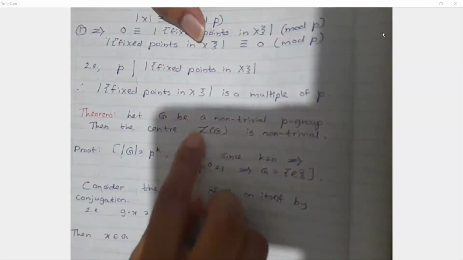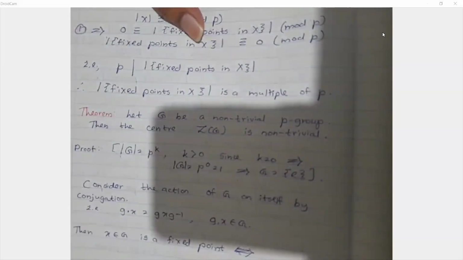Then the last theorem that we went over: for a non-trivial P group G, the center Z(G) is non-trivial. We finished the proof of this also. So today I will state Cauchy's theorem. And we will move to conjugacy and the class equation.